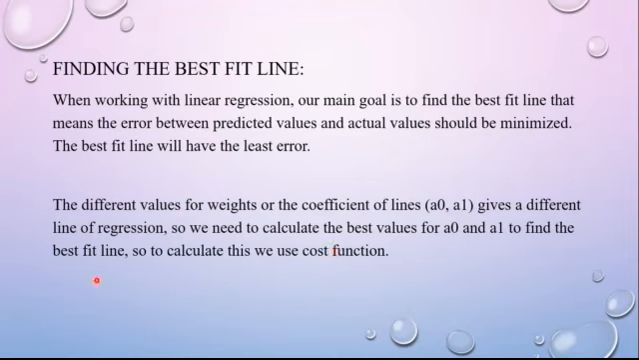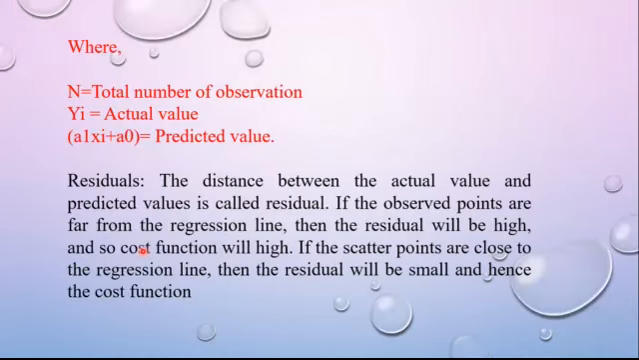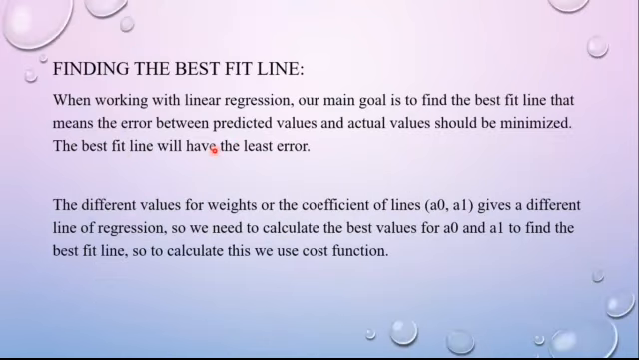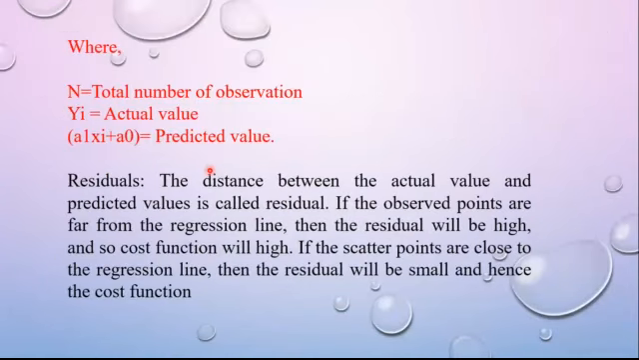So we have to calculate the cost function. Remember, the cost function is one of the important terms when you come to linear regression. We have seen only the basics here. In the cost function, n stands for the total number of observations, y is the actual value, and a1 xi plus a0 is the predicted value here. Just now we discussed terms like the predicted values and the actual values. And residuals: the distance between the actual value and the predicted value is called a residual in the terms of machine learning.